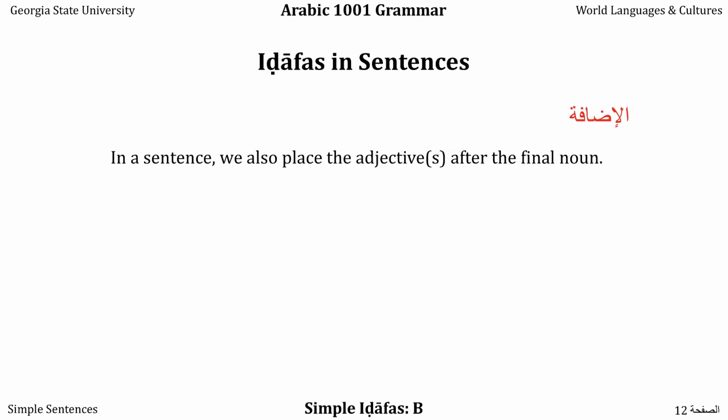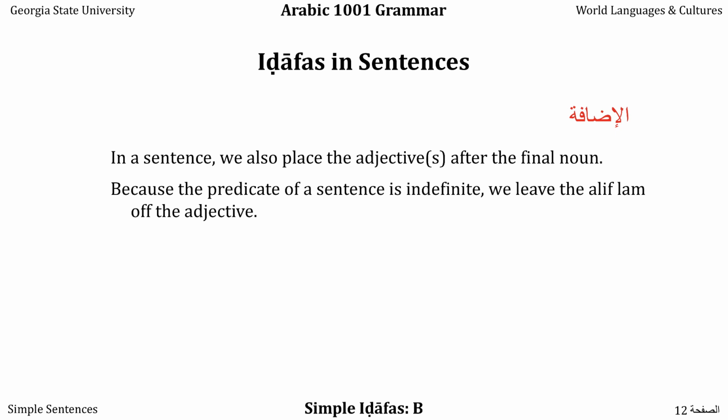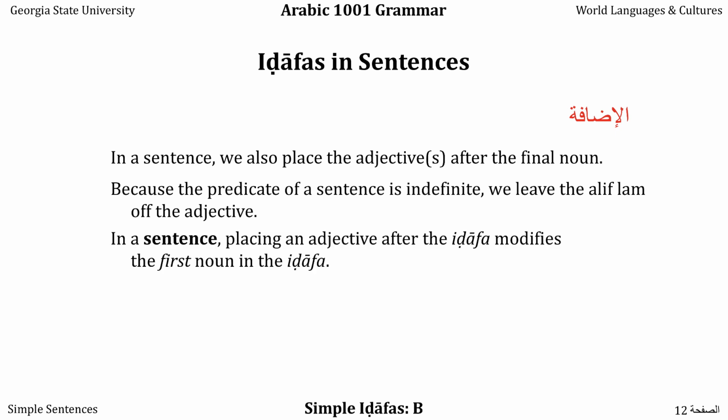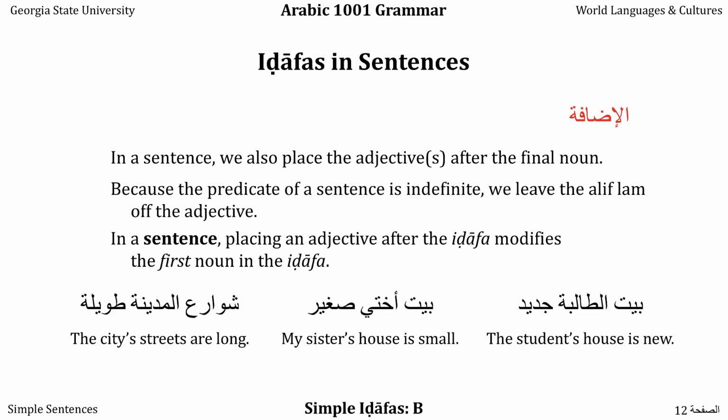When we use iḍāfas in sentences, we also place the adjectives after the final noun. Because the predicate of a sentence, however, is indefinite, we leave the alif lam off the adjective. In a sentence, not a phrase, to place an adjective after the idafa is to modify the first noun in the idafa, not the last noun like in a phrase. This is theoretically confusing, but pretty easy to work out via examples.